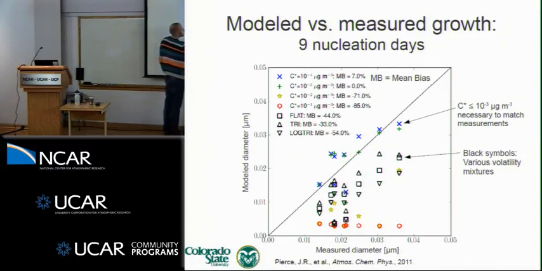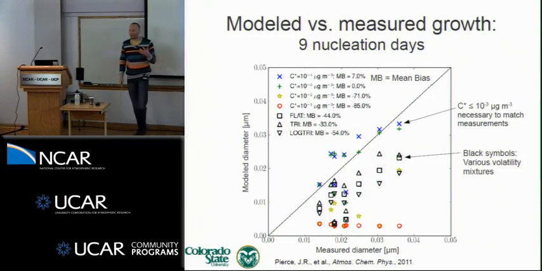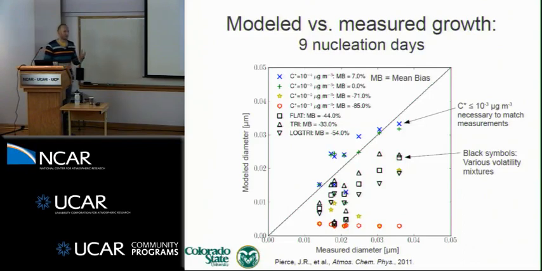So these are C stars of 10 to the minus 4, 10 to the minus 3, for people who think about these types of values. But the take home here is that we couldn't get matches if we assumed that much of this material at all was semi-volatile. So essentially, we're making SOA, and the only way we can reproduce the growth is if it is very, very low volatility.